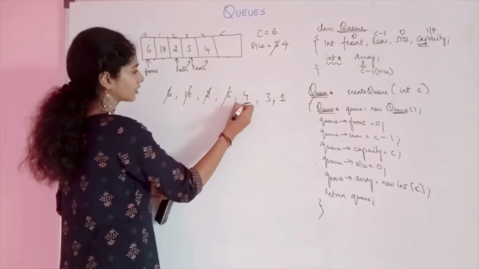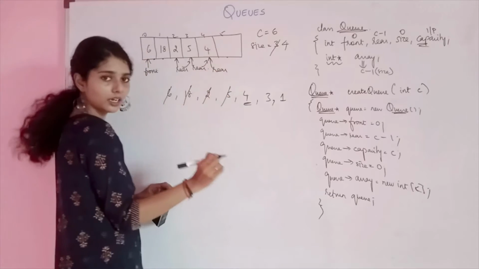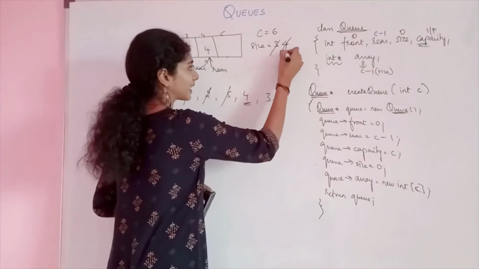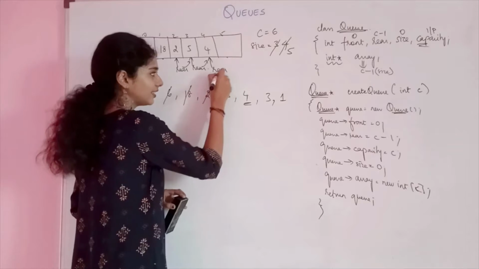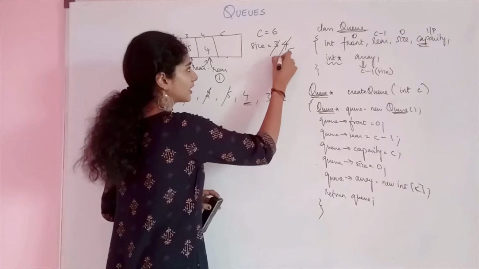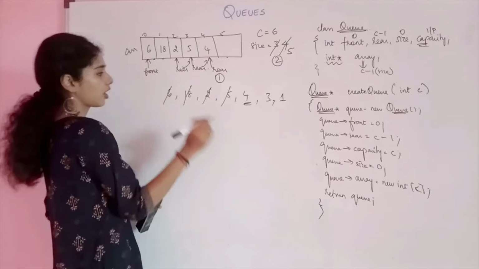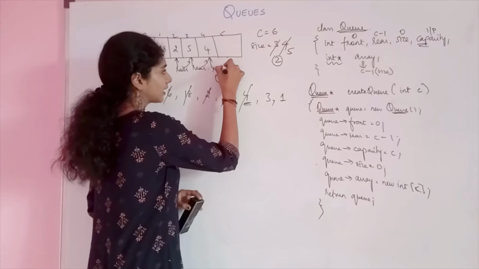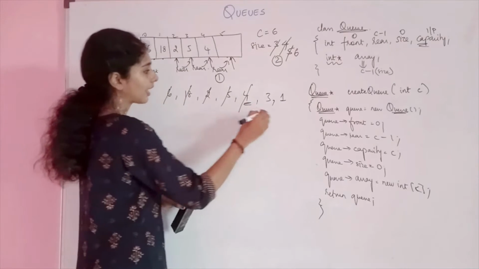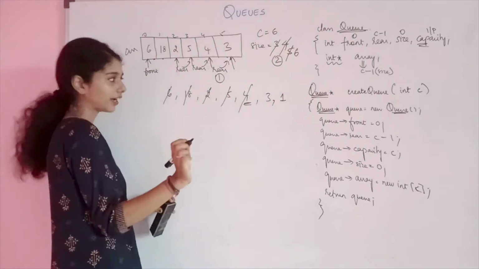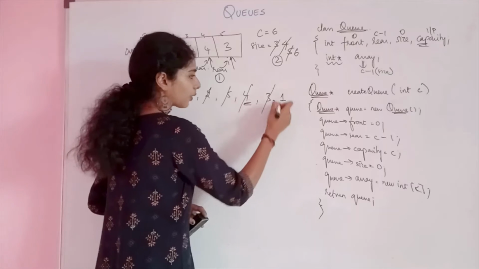When I have to insert this 4, what is happening? First of all, the rear end is incremented and rear will start pointing right here. And the size will get incremented. That's it. Only these operations are taking place. First of all, the rear end is incremented. Secondly, the size is incremented. Thirdly, I insert the element in the array that I have. Then 3: the rear end gets incremented, the size gets incremented, and then I insert the element. Now I have this element 1.